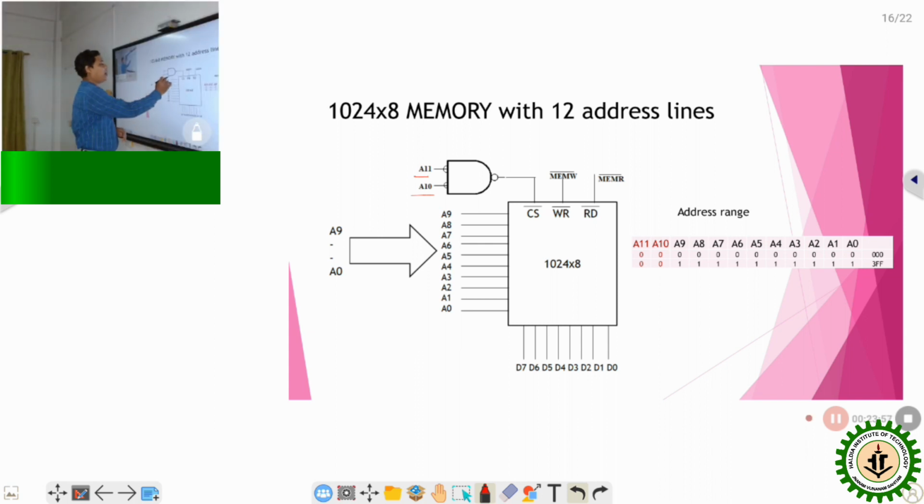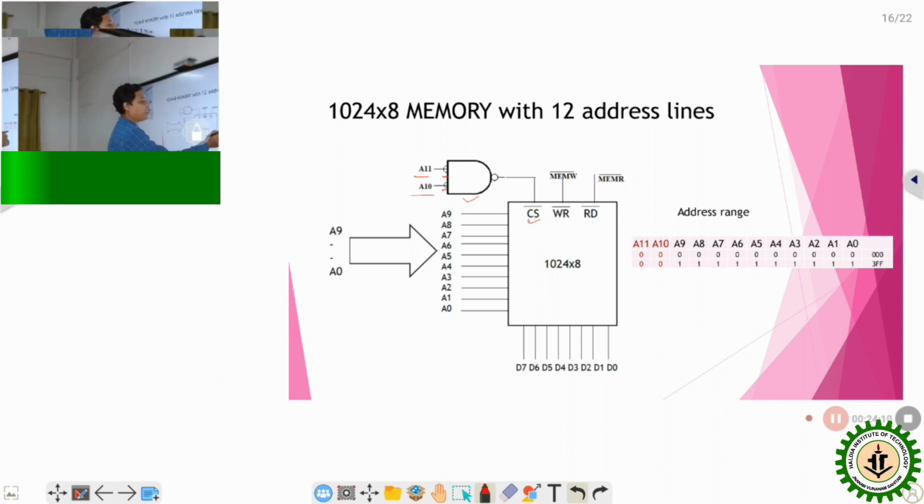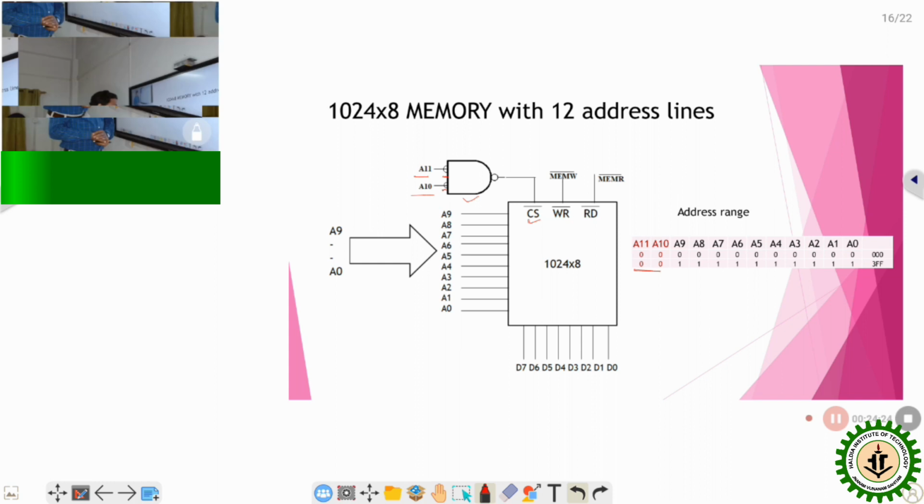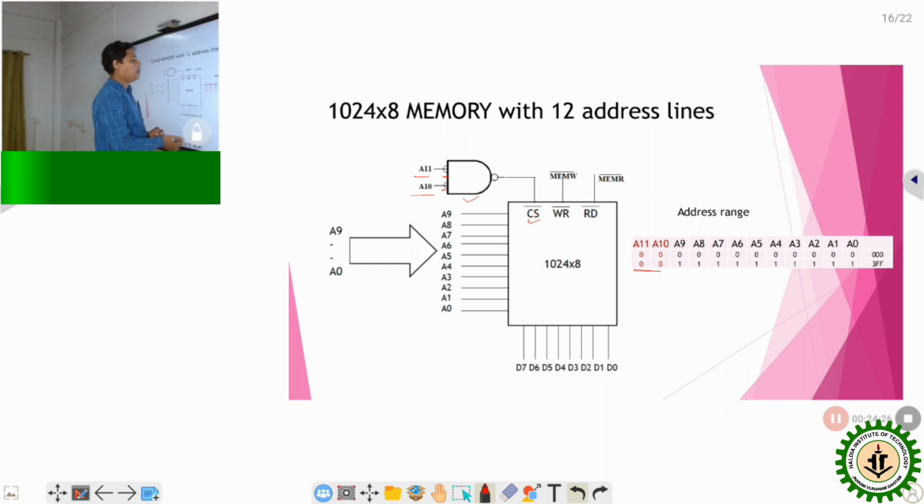So in this diagram a NAND gate is used, and in front of the NAND gate two NOT gates are also present. That means to enable this chip select, A10 and A11 must be equal to 0. And the remaining address lines A0 to A9 vary from the lowest value to the maximum value. So in this case, as A10 and A11 are 00, the address will be 000 to 3FF in hexadecimal value.